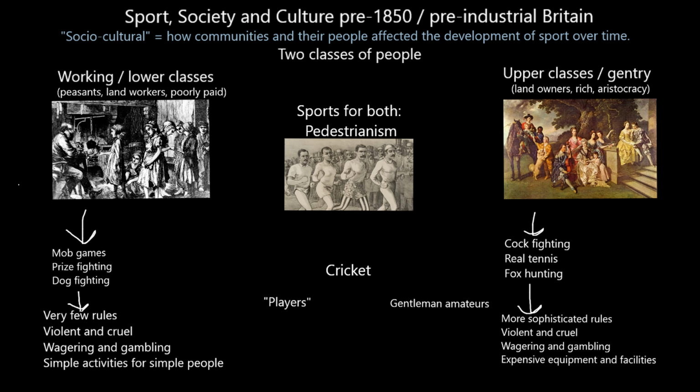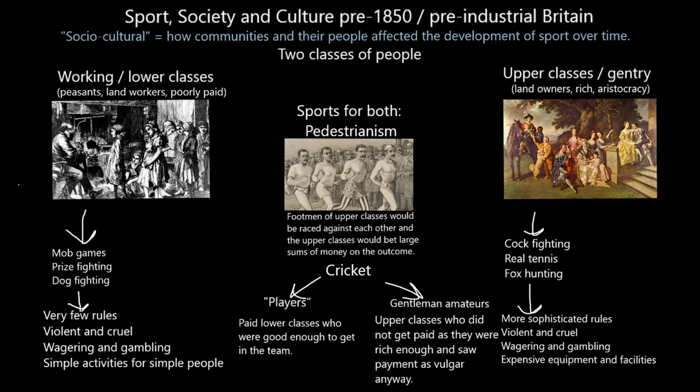Now, each cricket team would be made of gentlemen amateurs, okay? And it would be made of, in inverted commas, players. There were two types of people who would play in the cricket team. The players were the paid lower classes, the working classes, who were good enough to get in the team. They would play alongside the gentlemen amateurs, who were the upper classes, who did not get paid because they were rich enough. But anyway, they saw payment as being vulgar. You don't get paid to play sport.